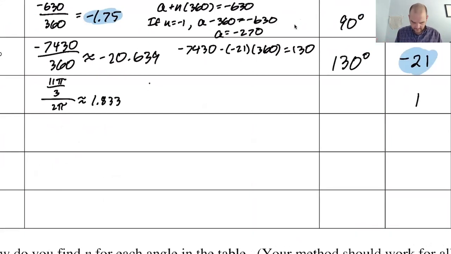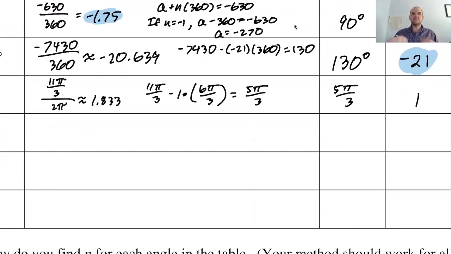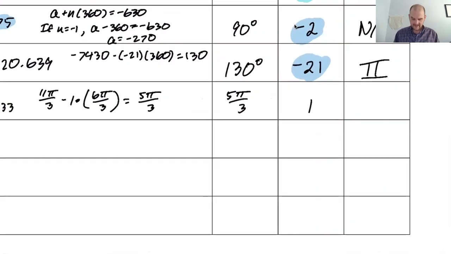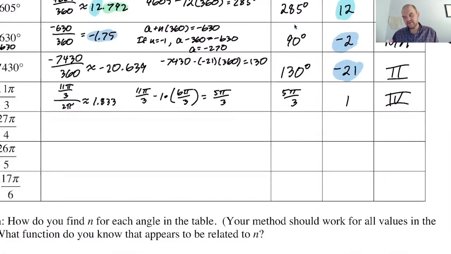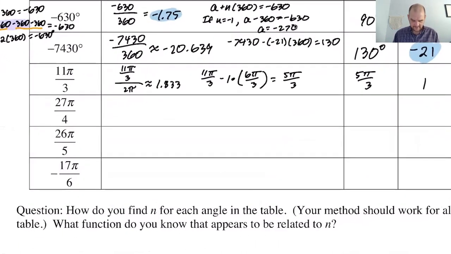Then if I do 11 pi over 3 minus 1 times, so if it's over 3, you want to think of 2 pi as 6 pi over 3, and that'll give me 5 pi over 3. So 5 pi over 3 is my principal coterminal angle, and I know that is in quadrant 4 because I memorized all the famous angles and where they are, and you should do that too. Another way of thinking of it is that it's almost 2 pi, so it should be in the quadrant really close to getting to 2 pi, the 4th quadrant.